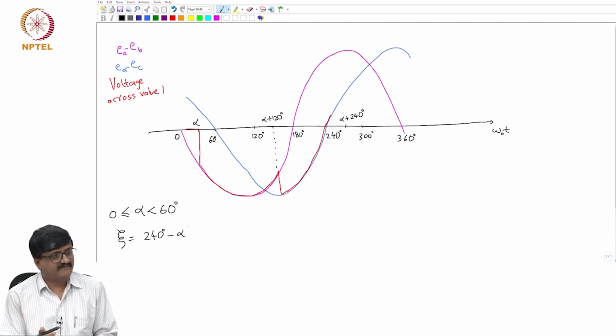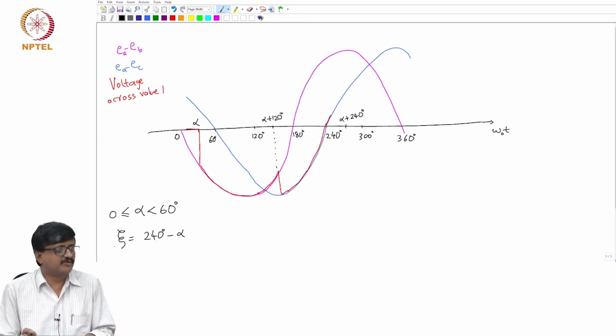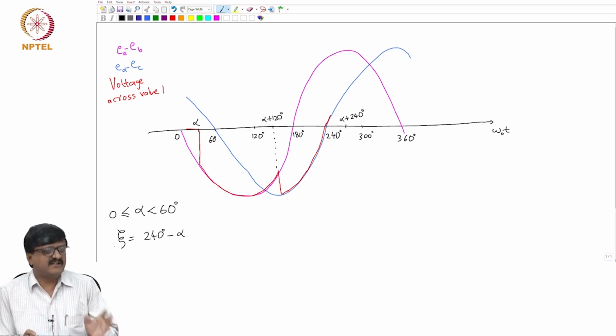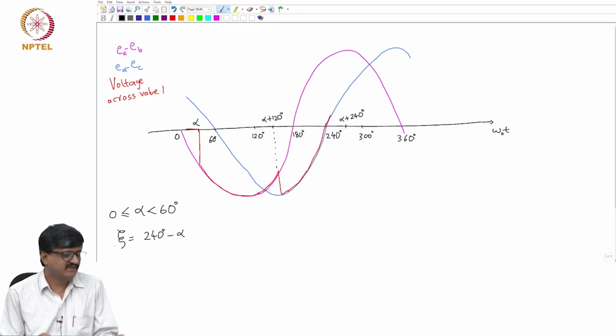Now, for alpha less than 60, alpha is something which can't go beyond 60. So it is very unlikely that psi, I said a typical value is say 15 degrees, it is impossible in fact for psi to go below the required value. So there is a chance of psi going below the required commutation margin angle, below the typical minimum value of say 15 degrees, only in the case of alpha greater than 60.